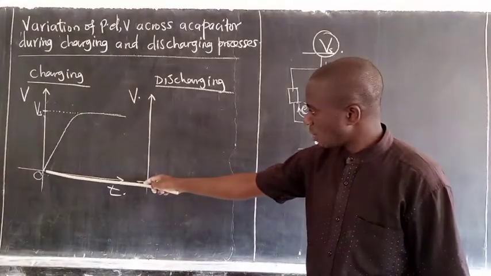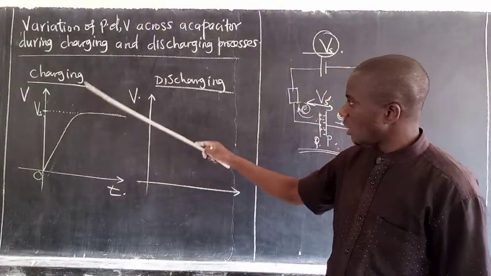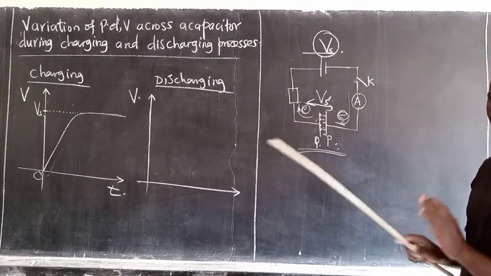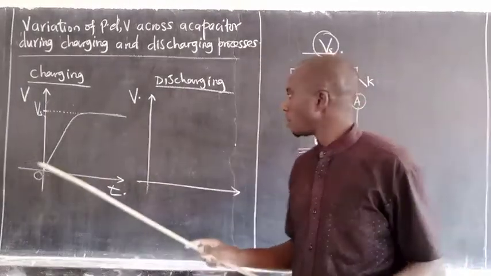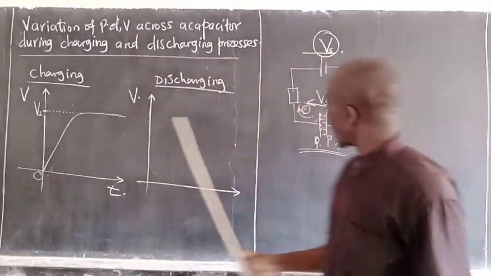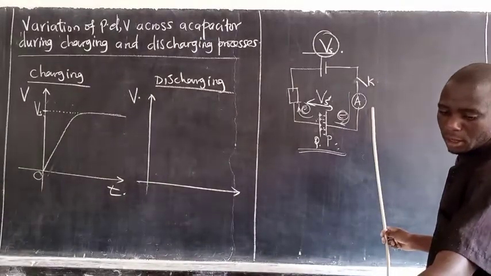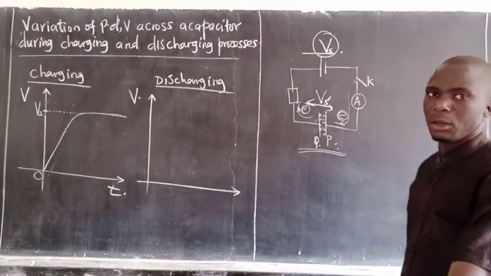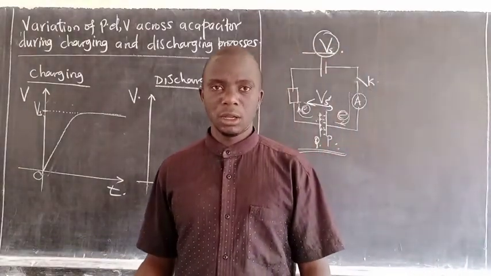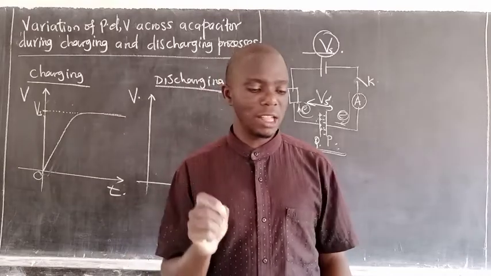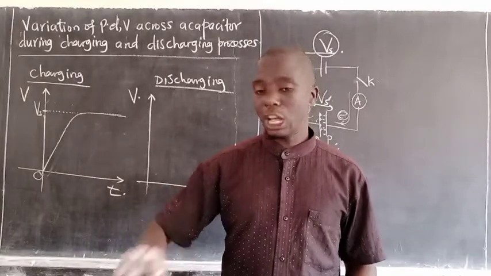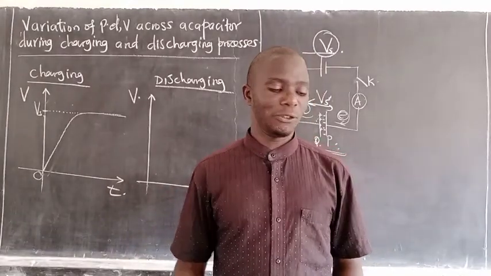The PD will begin from 0 and increase. When the PD across here is equal to the supply PD, then the electrons will stop flowing and it will not go beyond that. And this ammeter, this meter A, will show a maximum deflection at that point. That's the maximum deflection it can give. Of course, it will go to 0 after that because current has stopped flowing.